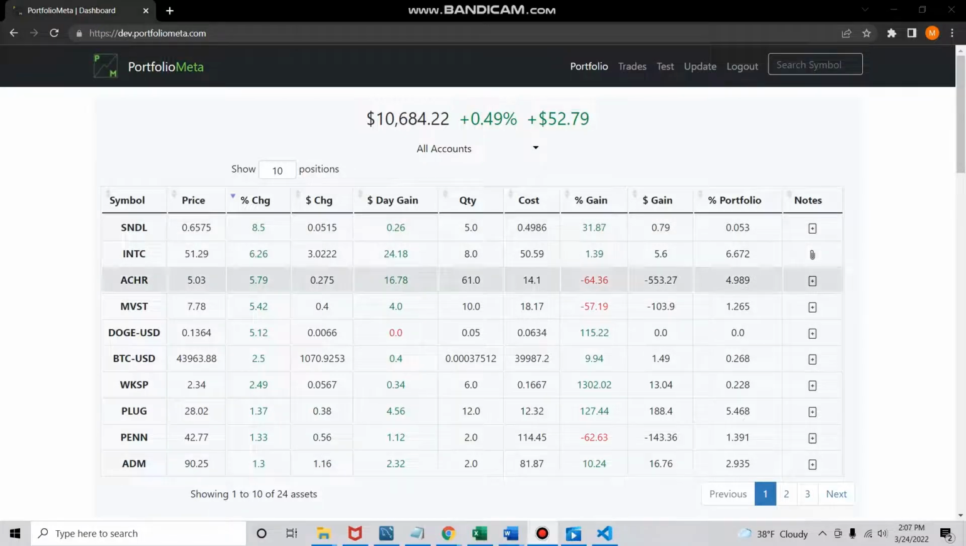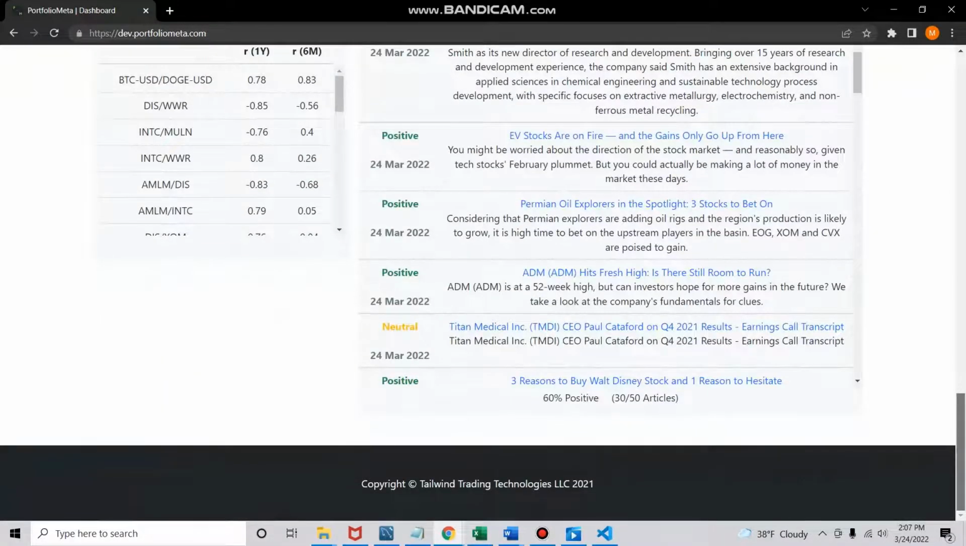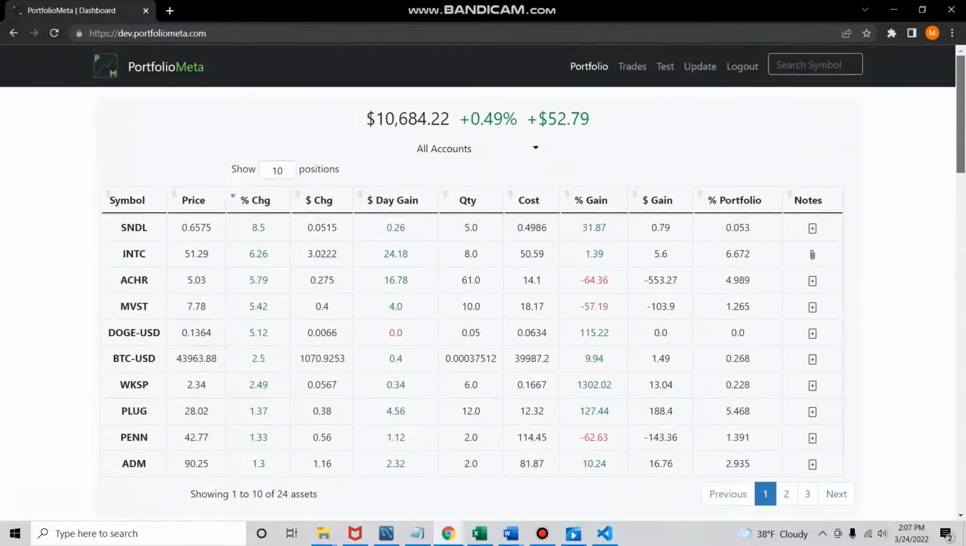So this is our portfolio page, and on this page you can see everything that you own across all of your different accounts, as well as a detailed breakdown of several different aspects of your holdings. So starting from the top, this is the combined worth of all of your different accounts. This is the net change today, and this is the net dollar change today.